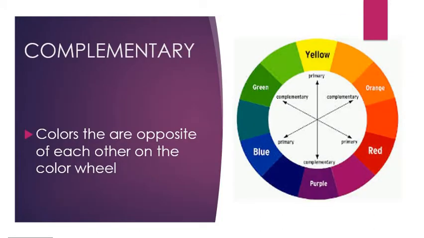Complementary colors. These colors are opposite of each other on the color wheel. If we look at this color wheel, an example of complementary colors are blue and orange because they are opposite of each other on the color wheel. Another example is yellow and purple, and also green and red.